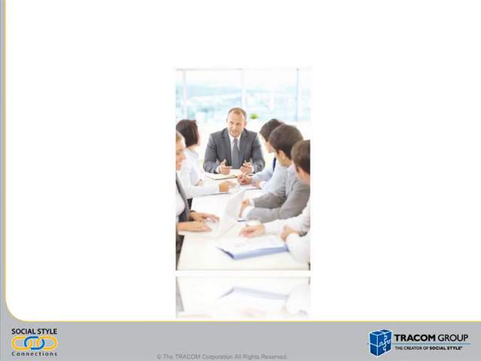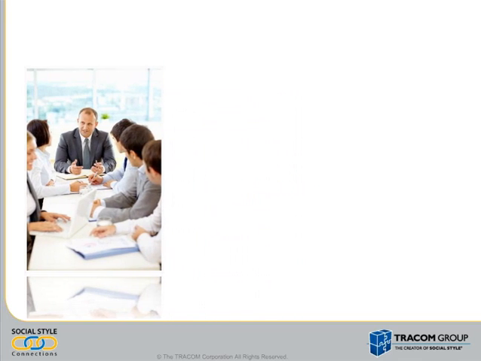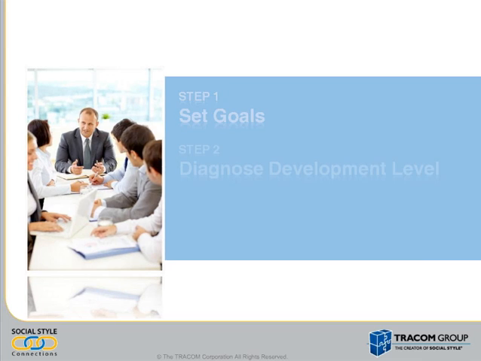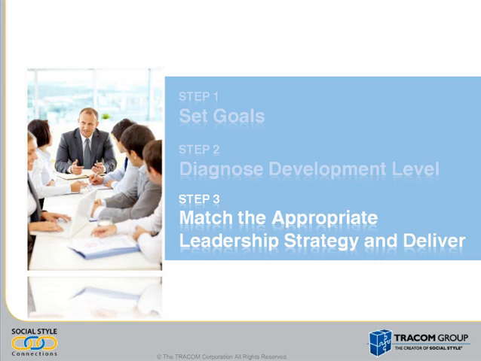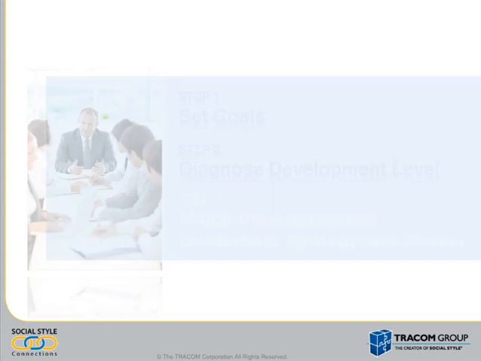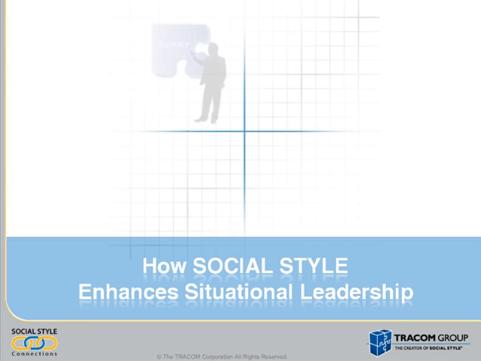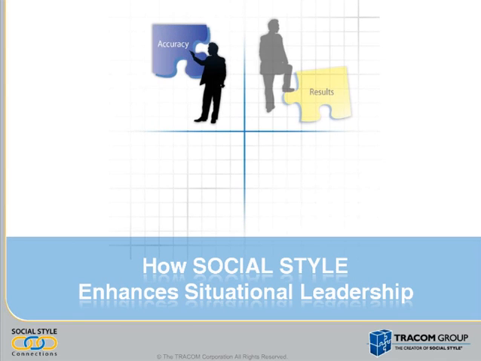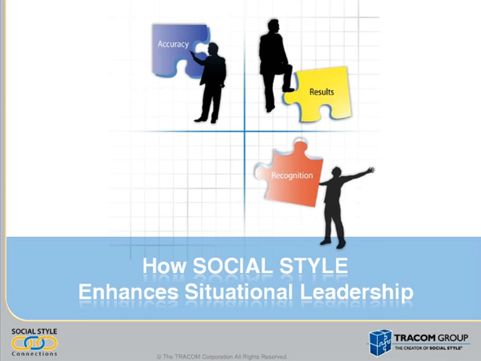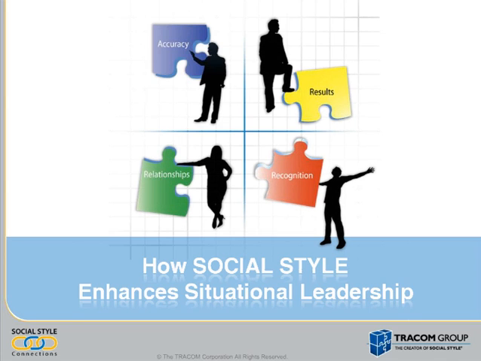In order to determine which strategy a leader should implement in any given situation, the model describes a 3-step process to be followed. Step 1. Set goals. Step 2. Diagnose development level. Step 3. Match the appropriate leadership strategy and deliver. These 3 steps should be taken for each follower and for each situation. The real value of situational leadership is that it recognizes the importance of the situation to leadership and provides a mechanism for leaders to adjust their behavior based on situational differences.